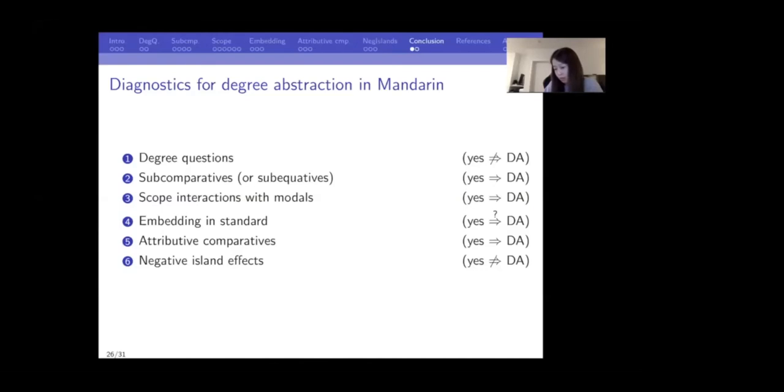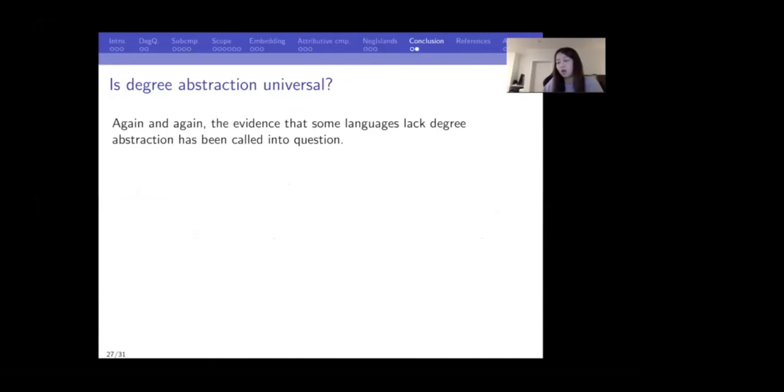But we did show that Mandarin does have attributive comparatives, contrary to previous claims, so that is further evidence for degree abstraction. And we showed that negative island effects do exist in Mandarin, but we argue that this test does not provide any evidence with respect to degree abstraction. So again and again, we find evidence going against previous claims. Many languages that are claimed to be minus DAP are argued to have degree abstraction as well. Taken together, all of this evidence starts to cast doubt on the degree abstraction parameter as a parameter.